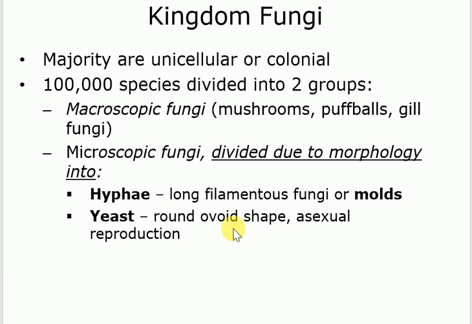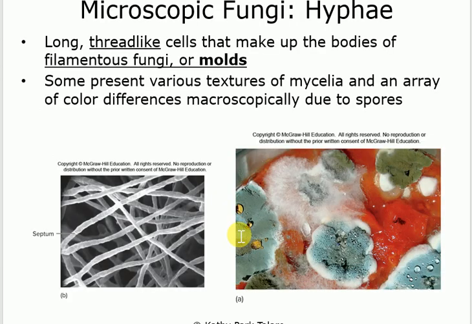And the yeast will always reproduce asexually. You don't have to have a male and female to produce it. It just, part of it will detach. Part of it will duplicate itself, just like cells. So this is the yeast. So hyphae looks like long filament or mold. Mold means long filament, okay? We call that hyphae. What if it is round or ovoid shaped? You call that yeast. And does yeast reproduce sexually or asexually? Asexually.